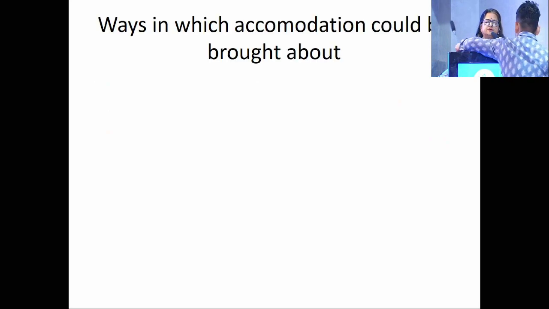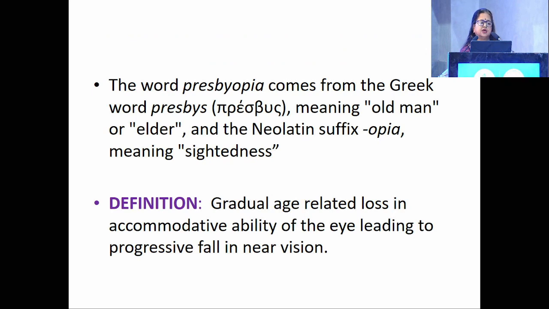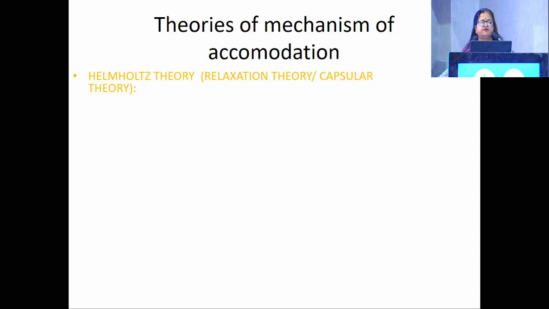So what are the various ways in which accommodation can be brought about? Theoretically, the eyeball can be lengthened, or the cornea can be more curved, or the lens can be moved. All these factors are not possible in a human being, and the only factor left is the change in curvature of the anterior surface of the lens. The word presbyopia comes from the Greek word presbyops, old man or elder, and the suffix opia means sightedness. It is the gradual age-related loss in the accommodative ability of the eye leading to progressive fall in near vision.